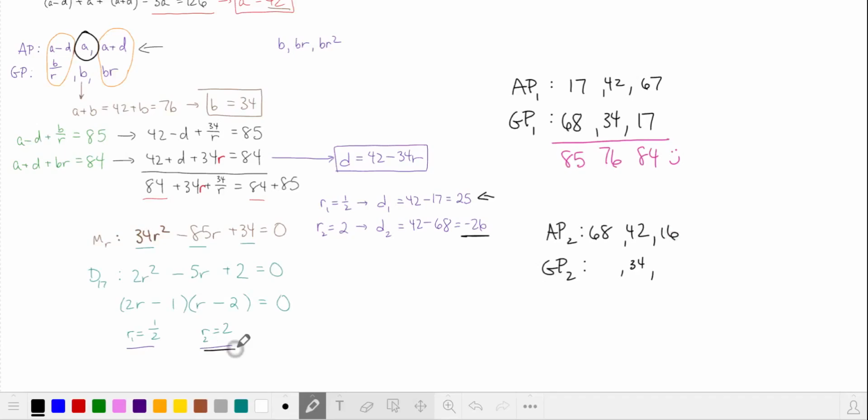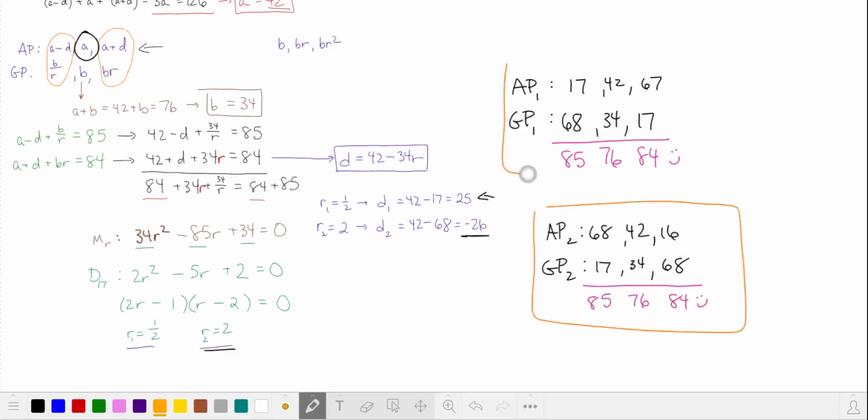Our common ratio here is 2, so we'll divide by 2 and multiply by 2. We'll add these up again, and we get the same three numbers. So we've actually found two solutions to this problem. We're feeling pretty good about this, so let's take a little break.